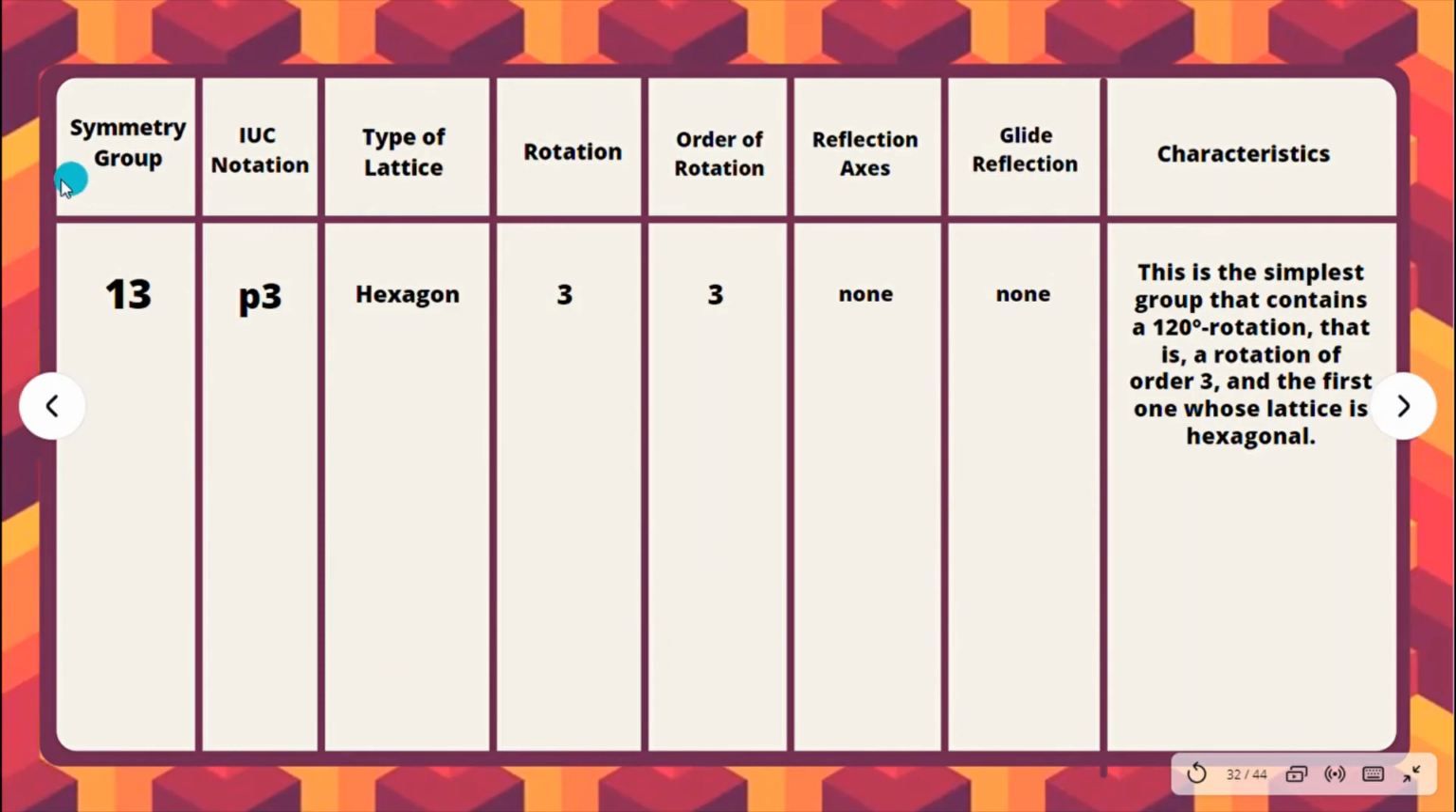For the 13th symmetry group, we have the P3 for the IUC notation. We have a hexagonal type of lattice. For the rotations and order of rotations, we have the number 3. The number 3 means that it has a 120-degree rotation. And for the reflections, we have none.